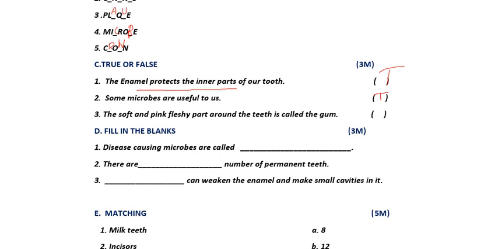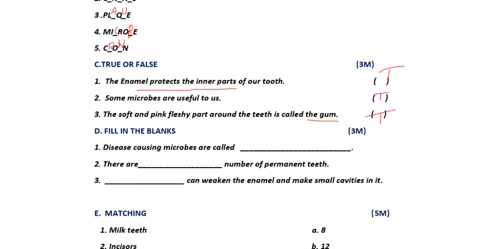Next one. The soft and pink fleshy part around the teeth is called gum. On our teeth, around up and down, the pink color part will be there, like flesh. That is called gum. So the answer is true. All three options are true.